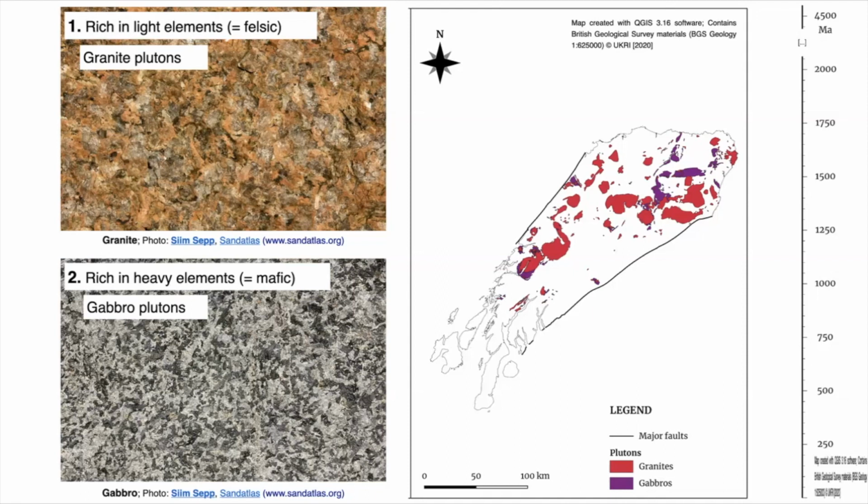We can see that these rocks differ in composition. The light-colored minerals in granite are made of light elements. The dark-colored minerals in the gabbro are made of heavy elements. The rocks are similar in texture, however. They both have grains that can be seen with the naked eye, which means that it took a long time for them to cool down.